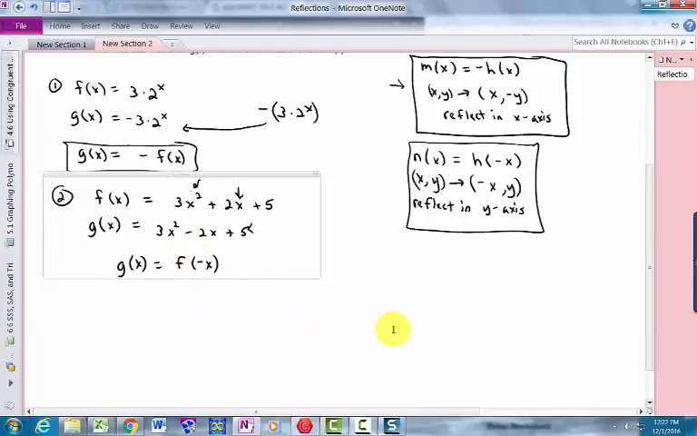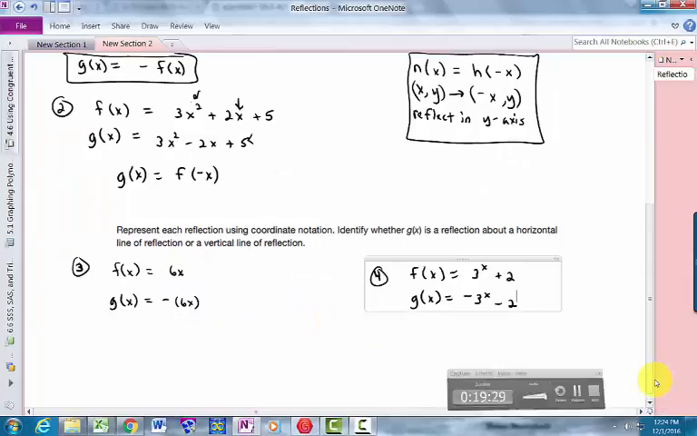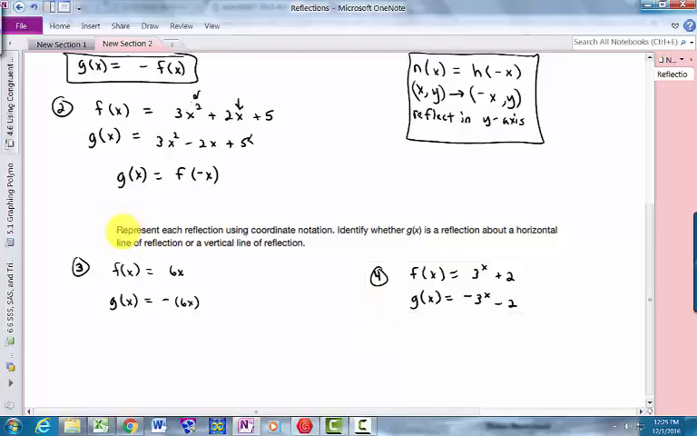All right, now, so let's look at the next type of direction here. We're going to represent each reflection using coordinate notation, and then we're going to identify whether it was a horizontal line of reflection or a vertical line of reflection. Recall, horizontal line of reflection is the x-axis, which is y equals 0, and then vertical line of reflection is the y-axis, which is x is equal to 0.